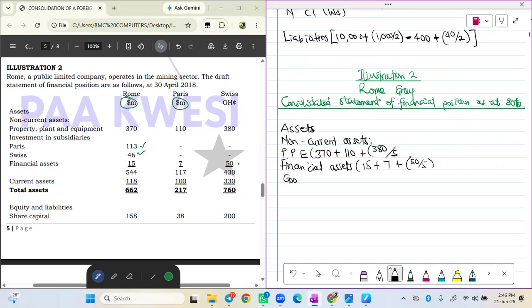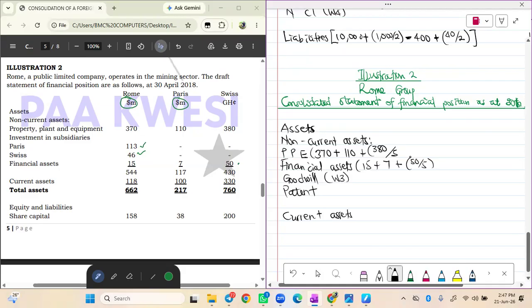You bring your goodwill. Now, before you start the skeleton, make sure you've read the additional information to know the items you are expecting in the consolidated statement of financial position. When we were reading the additional information, we heard of a patent that was not recorded. That one is a non-current asset. Add it. You come back to the figure. So that will be all for your non-current assets. Now you leave a line, your current assets.